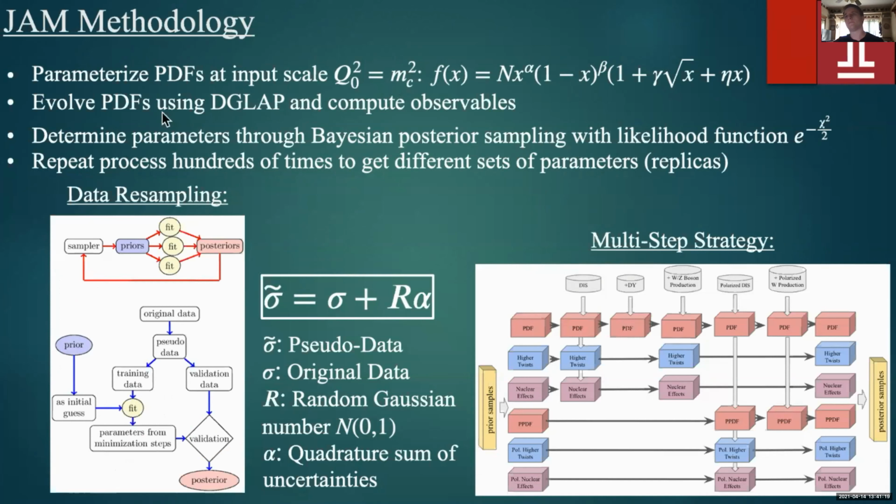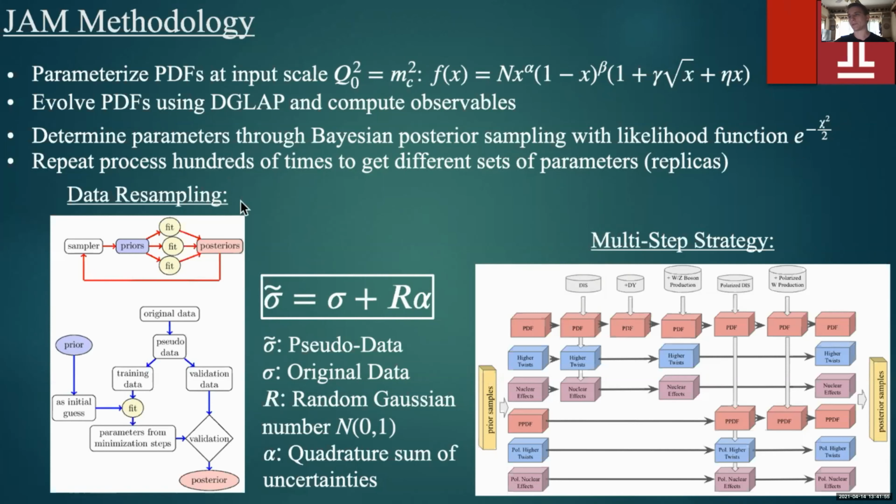We then evolve the PDFs to a given scale using the DGLAP evolution equation. Once we've done that, we can compute all of the observables involved in this calculation, and then we can compute the chi-squared. We then determine the most likely parameters through Bayesian posterior sampling with a likelihood function that depends upon the chi-squared. We repeat this process hundreds of times to get different sets of parameters, and each set of parameters we call a replica.